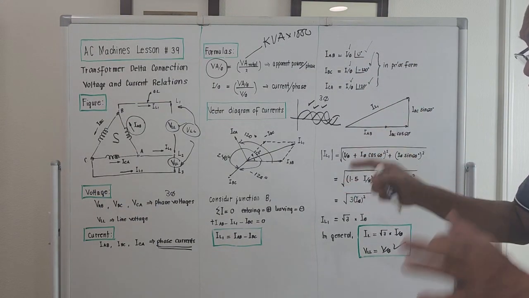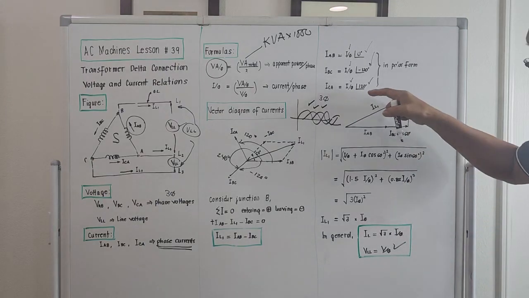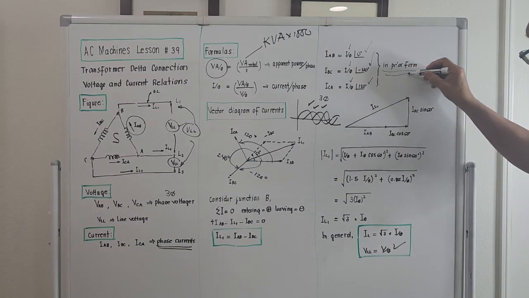They don't occur at the same time, okay? I_CA will be current per phase at angle 120 degrees. That is in polar form. Okay?